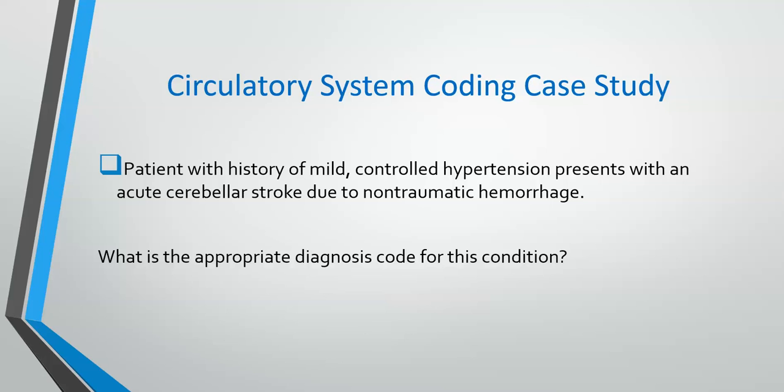Now occlusion is the main term, artery, then cerebral, with infarction, due to thrombosis. Let's just go to I63.3. Just want to make sure that that's the one that includes the actual hemorrhage, non-traumatic hemorrhage. So I63.3 in the back of your coding manual.